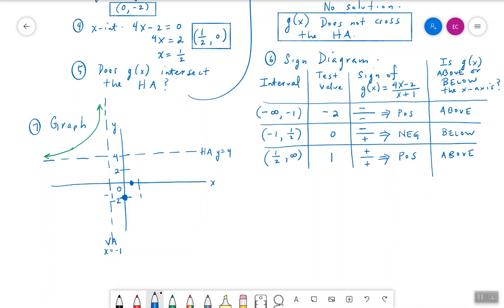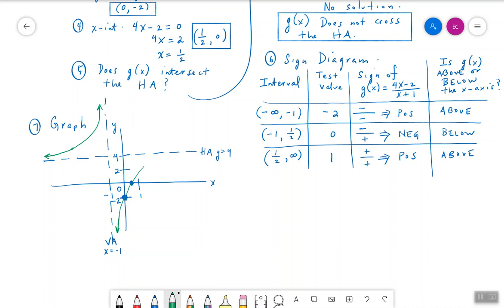On the other side of the vertical asymptote, we have two choices. We can either shoot up or shoot down. This is a little more straightforward. Above the x-axis or below the x-axis. To the right of -1 is this next second interval. We're below the x-axis. So we can erase that. And then we can just continue this curve through the y-intercept and the x-intercept. And then we can approach the horizontal asymptote.